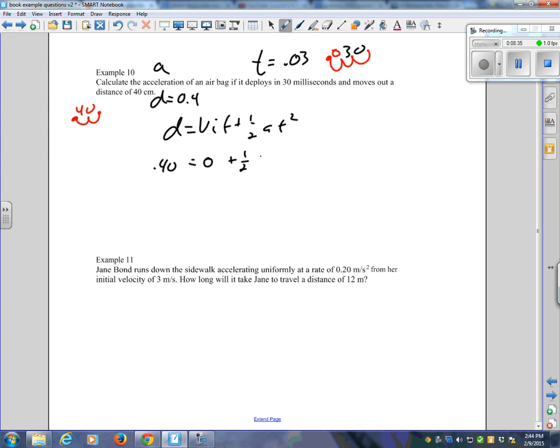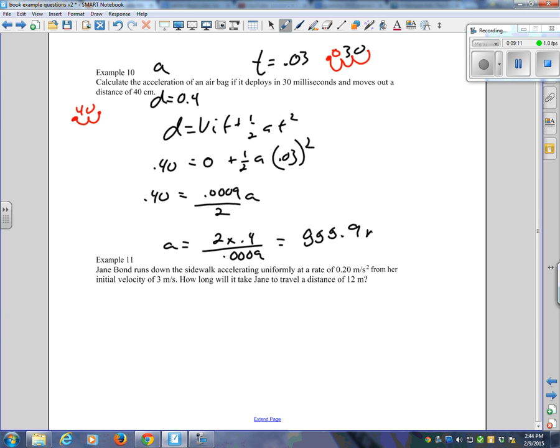1/2 a, this is going to be 0.03 squared. I'm going to show the math steps here, just for people to make sure that they get it. So 0.03 squared is going to be 0.0009, I think, right? Divided by 2 and a. So we got 2 times 0.4 all over 0.0009. I get 888.9 meters per second squared.